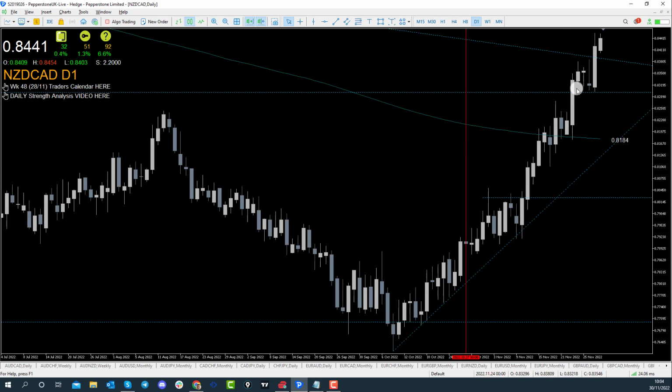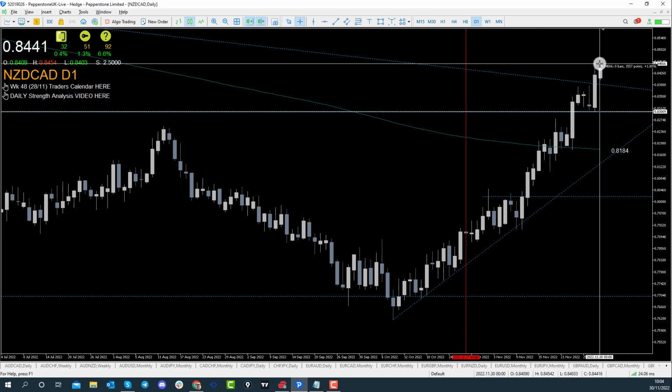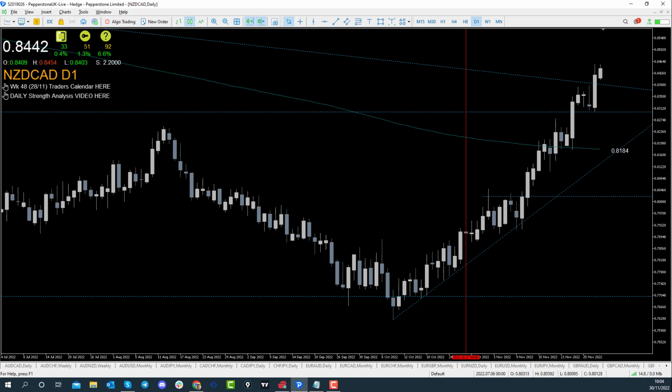Now, yesterday we had quite a large move in the market. So you can see here it was around about 155 pips, which is quite large considering the average true range of New Zealand CAD. Now, if you look at Chart Partner in the top left hand corner over here, we've got some information that can help you when you're looking at these markets.